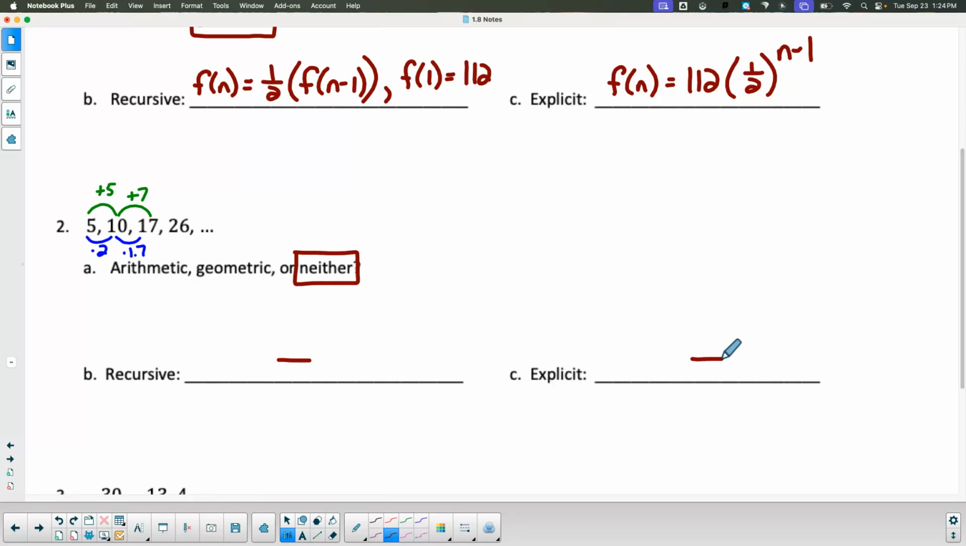Now, I will say this because you're going to take a test here in a couple of weeks. If this were a test question, you couldn't just say neither and leave those blank. You would have to show me why it is not arithmetic, why it is not geometric. Okay?